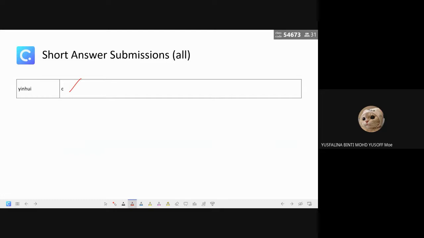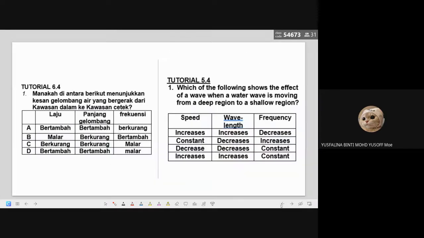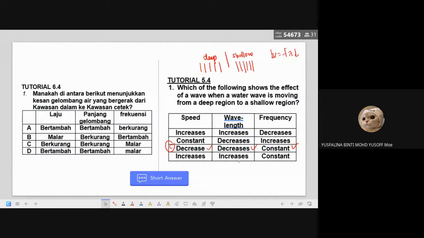Okay, so some of you answered D. Let me check why you answered D. So what is D? D is increase, increase, for deep to shallow area, right? So for deep, remember the wavelength is further apart from each other if you compare with the shallow region. So the answer should be C, not D.